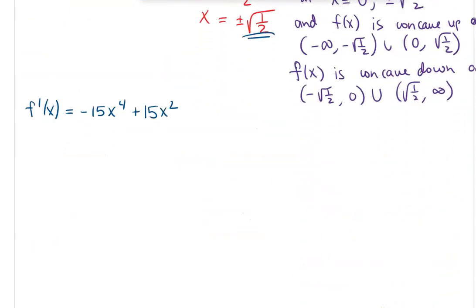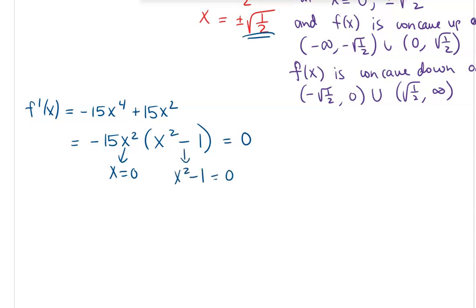Okay, so to solve this one, I'd have to factor out a negative 15x squared, and that will leave me with positive x squared minus 1. So I noticed that I have a place here where at 0, right? If x is 0, then x squared is 0, then this whole thing's 0. But also if x squared minus 1 is 0, which would be when x squared is 1, which would be when x is plus or minus 1. So these are my potential locations of a max or a min.